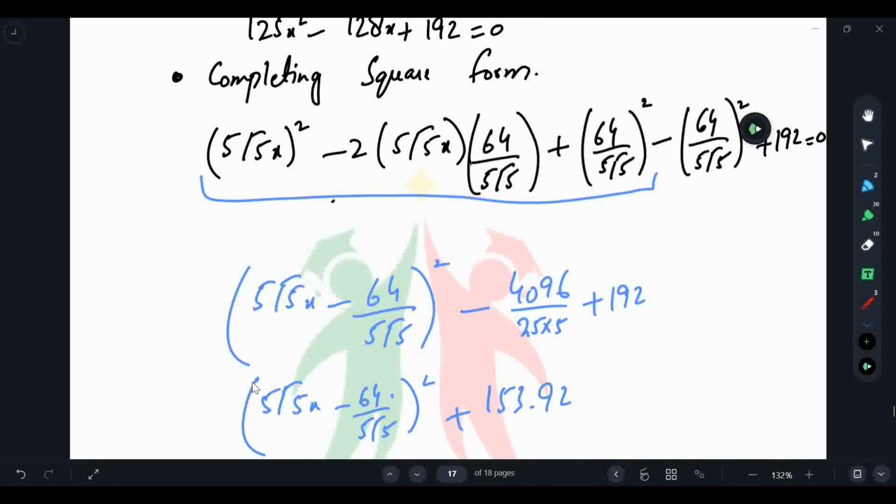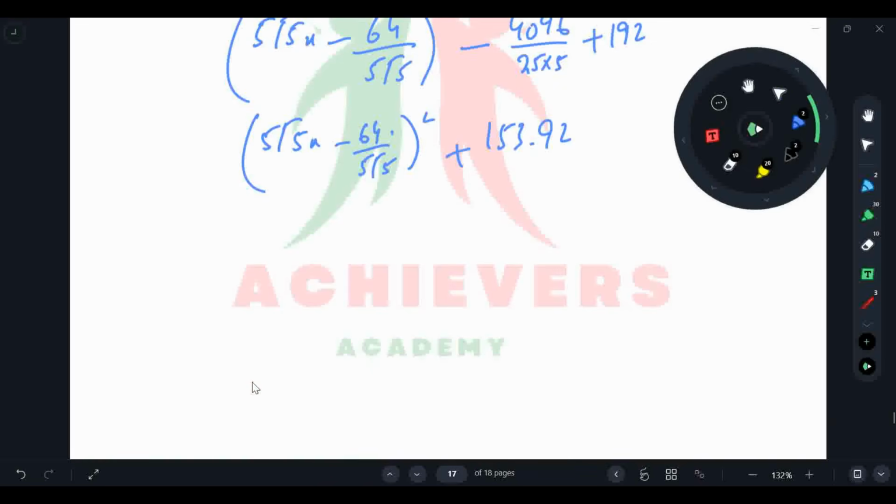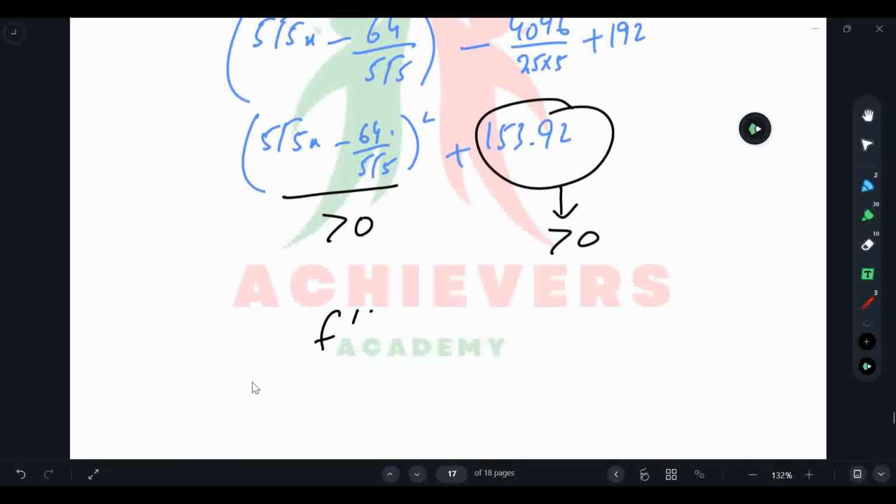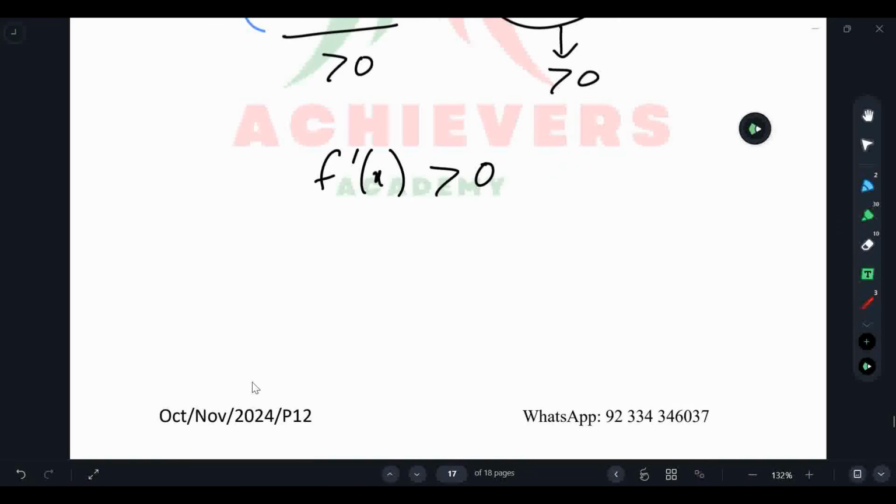153.92. Now we know that for all the values of x, this will always be greater than 0, and this can never be less than 0. That is why we can conclude that f dash of x will always be greater than 0 for all the values of x. So this will be an increasing function.